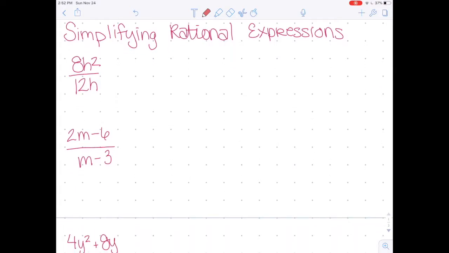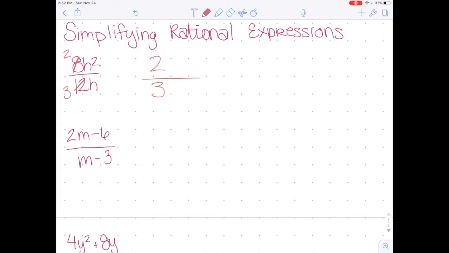Okay, another thing we've done a little bit of is simplifying rational expressions. So here, remember, we look at the numbers just like a fraction. So 8 over 12, we can simplify that. 4 goes into both of these. So if we divide 8 by 4, that gives us 2. If we divide 12 by 4, that gives us 3. So now, if we set up our new fraction, we've got 2 over 3.